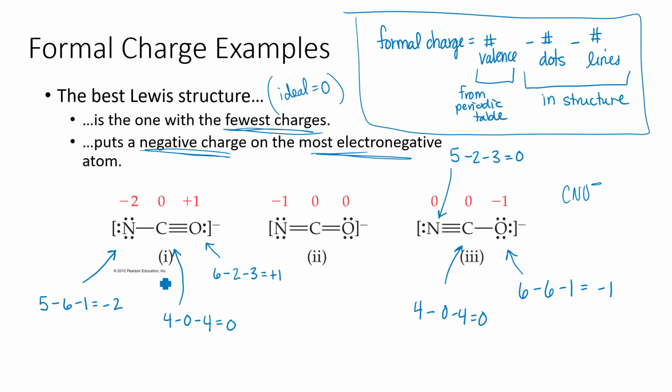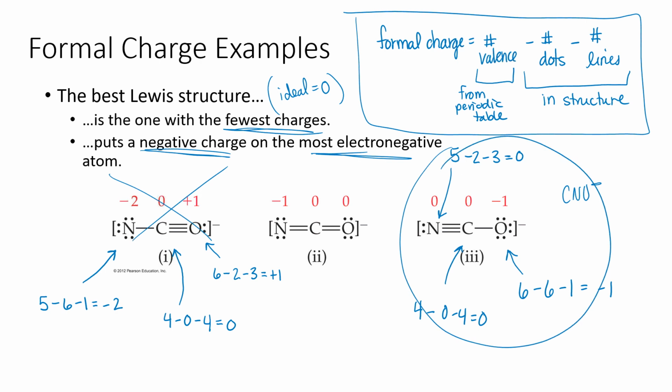So down here, option I is not great because it's got relatively large charges. Structures II and III, those are both pretty good. Structure III is the best option because it has a negative charge on the oxygen rather than the nitrogen. And oxygen is more electronegative than nitrogen. So that means that one is the best structure.